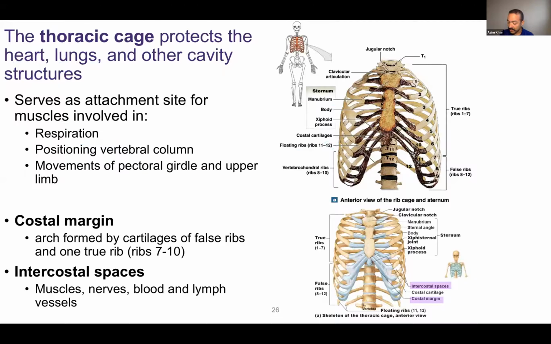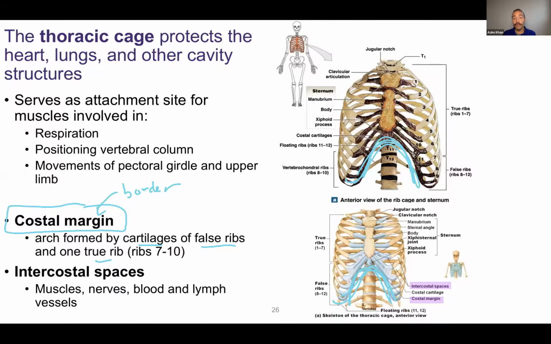You'll notice that our ribs make a very interesting shape on the anterior side. Really, the cartilage of the ribs make an interesting shape. There's this curvature here on the anterior side formed by the costal cartilages. The term for this is the costal margin. The word margin just means border. It's the border of the ribs on the anterior side. This costal margin is an arch formed by the cartilages of the false ribs and one true rib. We'll get to those ribs here in a second.